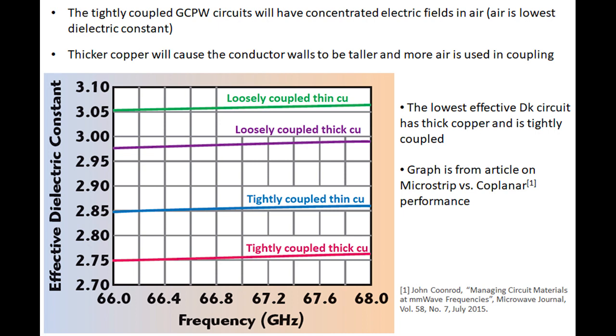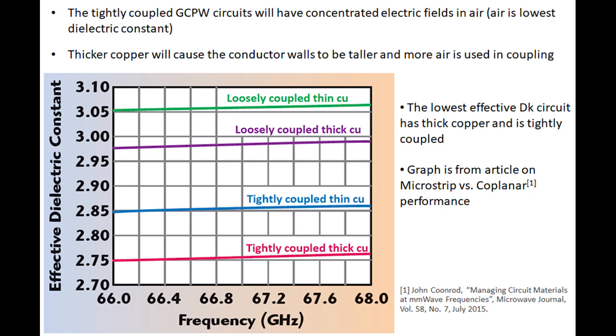And then the next one up, the blue curve, a little higher effective dielectric constant. That's the same design, tightly coupled grounded coplanar waveguide, except thin copper. And thin copper means there's less fields in air, and you can see that by having a higher effective dielectric constant. And then the purple curve and the green curve are the loosely coupled grounded coplanar waveguide designs. Thicker copper is a little bit lower effective dielectric constant than thinner copper, which is the green curve.